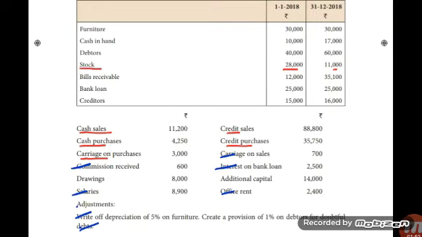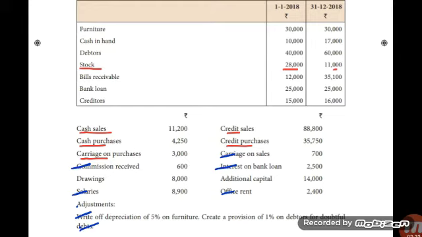Then next step, children, see the question. Opening and closing balances of sundry debtors are given here. Then cash sales and credit sales are also given in the question. So you need not prepare total debtors account. Then opening and closing balances of creditors are given in the question. Credit purchases and cash purchases are also given in the question. So you need not prepare total creditors account.